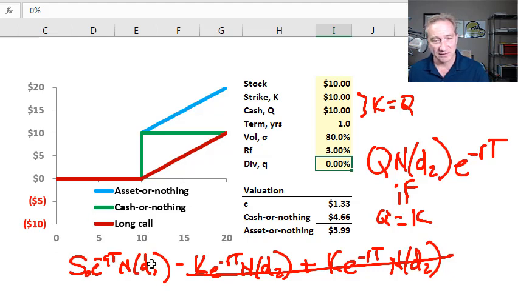And so that's the asset or nothing. That's the cash or nothing. And that's basically the valuation of the binary, also called digital options.